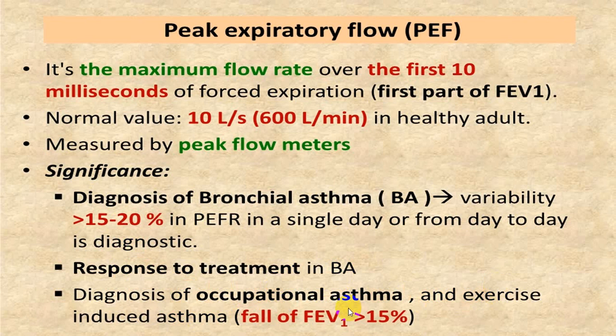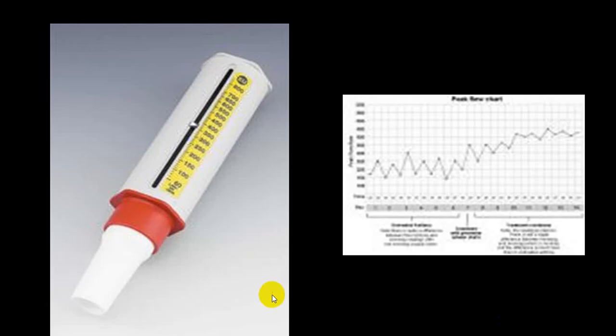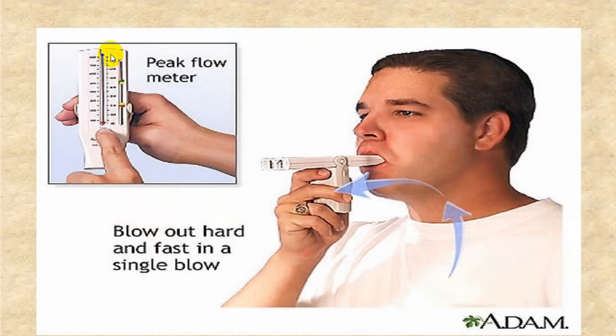After exercise there will be a fall in FEV1 by more than 15%. That is taken into account while diagnosing exercise induced asthma. This is a peak flow meter, which is handy and can be utilized for that purpose. This is another type of peak flow meter. You will have to blow forcibly and take the record.